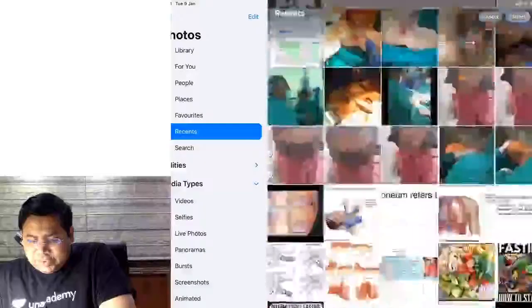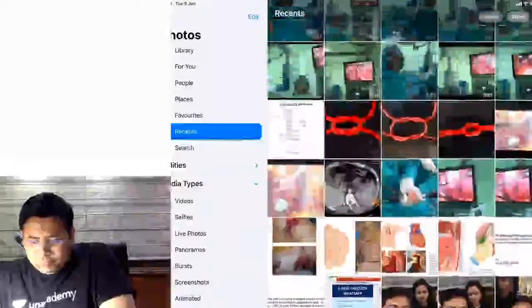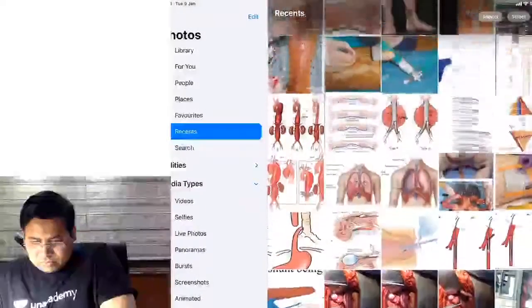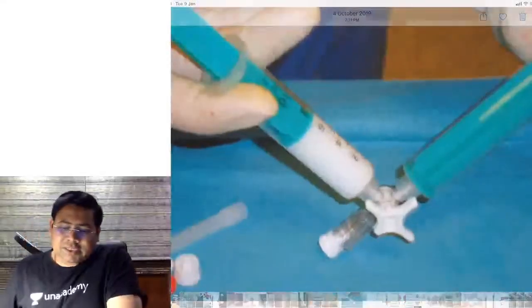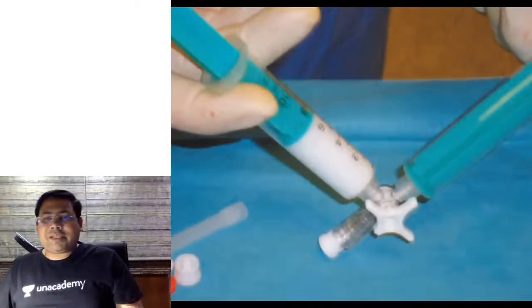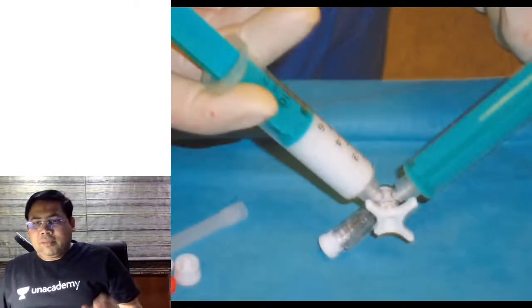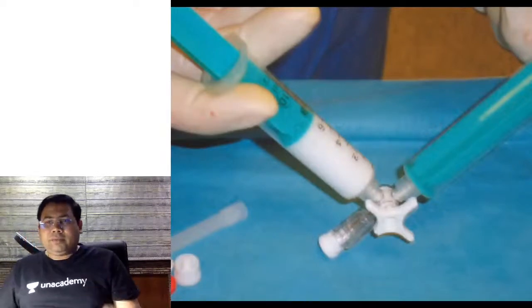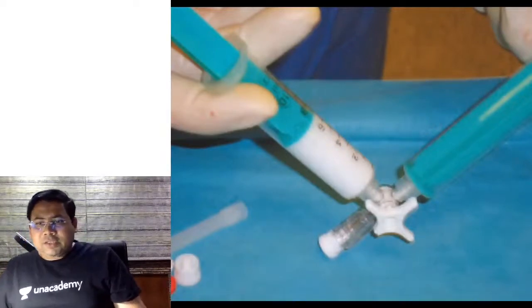Next, I'll show you how we do this mixture, Tessari's procedure. What is this? This is what is known as Tessari's technique. But see, the bobbin is the front metallic part. That is what is the bobbin.